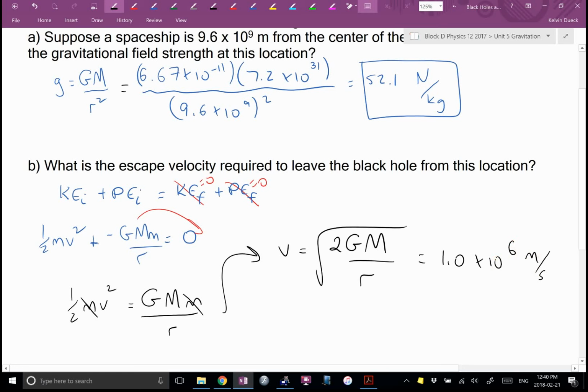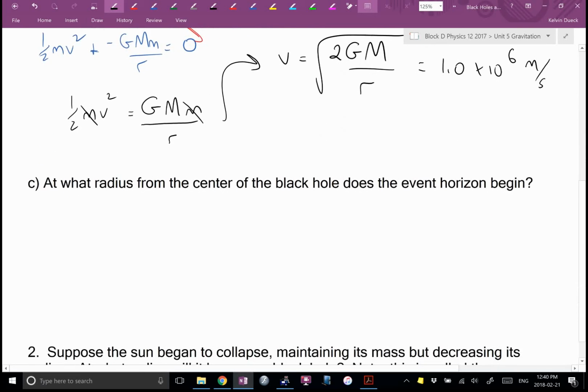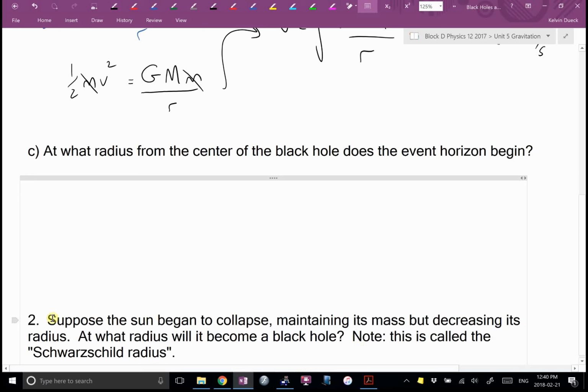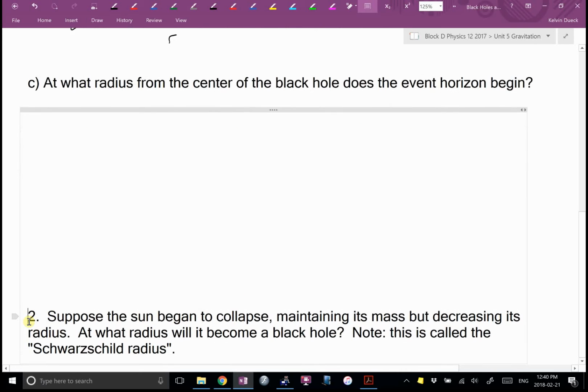We could not do that with our current technology, but let's pretend since we're around a black hole, we've achieved Star Trek-ish technology. Black holes possess something called an event horizon. The event horizon is the point at which, going past that, light can't escape. And why can't light escape? Because the escape velocity is bigger than light. So at what radius from the center does the event horizon begin?